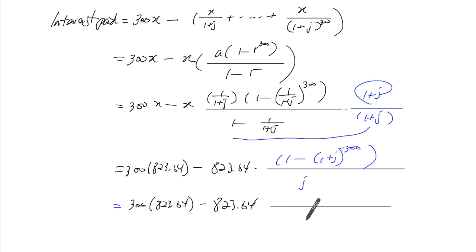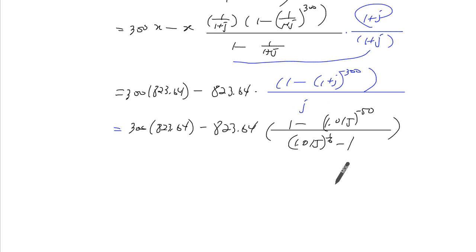Now 1 plus j is 1.015 to the power of 1 over 6, so j is that minus 1. And the numerator has 1.015 to the power of 1 over 6 raised to the power of minus 300, which gives 1.015 to the power of minus 50. Now we're ready to plug everything into the calculator, rounding to the cent.